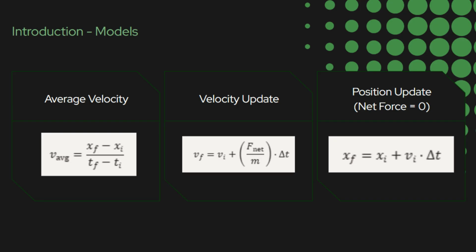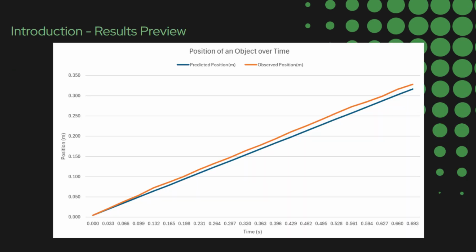Models. First off, we have average velocity, which is the change in position over the change in time. Second, we have velocity update, which can be derived from Newton's second law, F equals ma, to find the final velocity. And same for position update, which we can use to find the final position. Here is the results preview comparing our predicted motion to our observed motion over time.